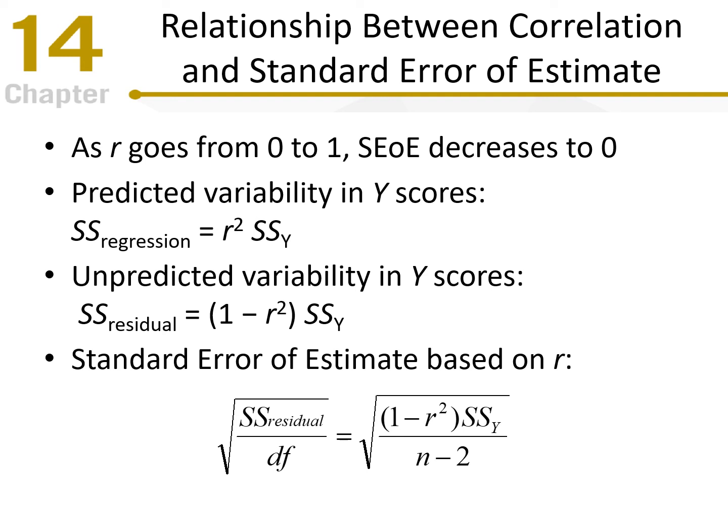So I can then calculate the standard error of the estimate based on R by putting in 1 minus r squared times the sum of squares of y, which is the sum of squares residual, divided by n minus 2, taking the square root. So this is an alternative formula using the correlation coefficient, and then using r squared, which is the coefficient of determination.